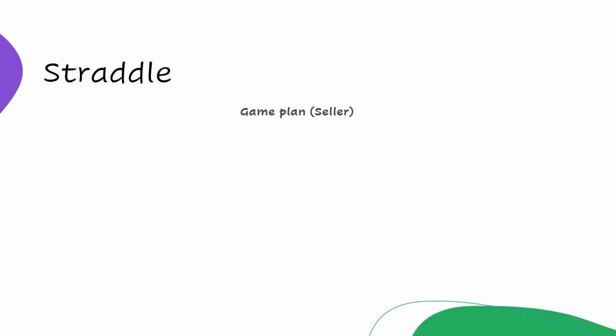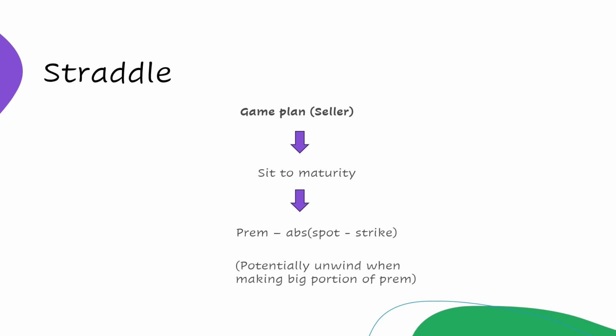The game plan for straddle sellers is simply to sit with the straddle until maturity. If spot at maturity deviates from the strike price by less than the premium received at inception, then straddle sellers will make a profit. Straddle sellers can also consider unwinding early when the underlying doesn't move for quite a while, when straddle sellers have already pocketed a large portion of the straddle premium through daily theta decay.